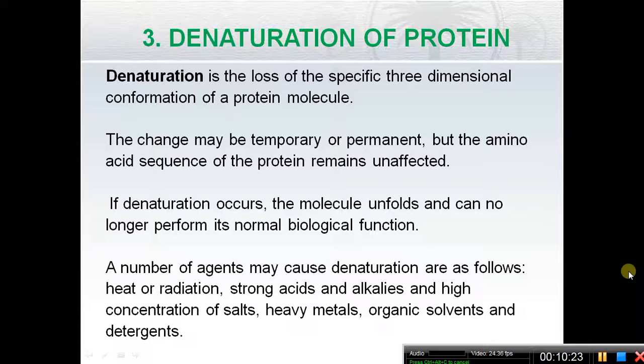Denaturation of protein. Denaturation is the loss of the specific three-dimensional conformation of a protein molecule. It may be temporary or permanent, but the amino acid sequence of the protein remains unaffected. If denaturation occurs, the molecule unfolds and can no longer perform its normal biological function. A number of agents may cause denaturation: heat or radiation, strong acid and alkali, high concentration of salt, heavy metals, organic solvents, and detergents.